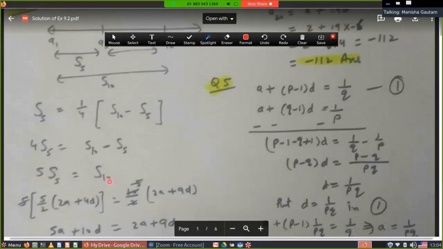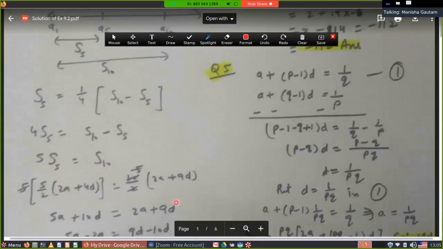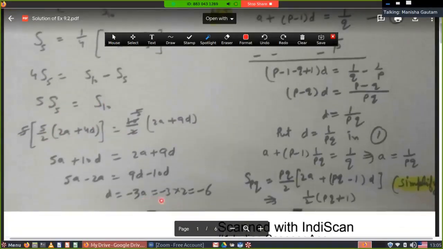Now put the sum formula for 10 terms and for 5 terms. 5 by 2 into (2a plus (5 minus 1) d, that is 4d). And here it is 10 by 2 into (2a plus 9d), since 10 minus 1 means 9d. Now simplify it. You get the value of d, that is equal to -6.